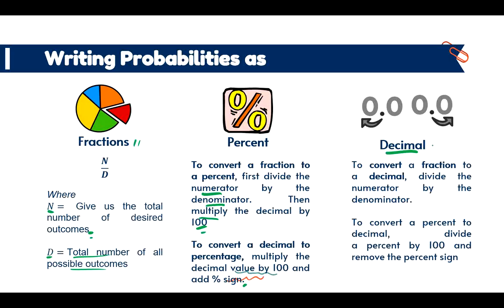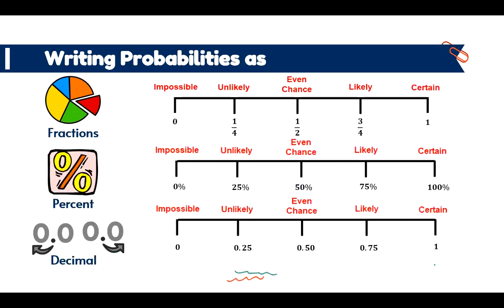So next one is decimal. If we are going to convert a fraction into decimal, we simply get the quotient of the numerator and the denominator. Converting percent is a contradiction lang, class. Kapag convert mo ang decimal to percentage, you have to multiply it by 100. Kapag kino-convert mo yung percent into decimal, you divide it by 100 and remove the percent sign. Okay? So, writing probability as fractions, percent, and decimal.